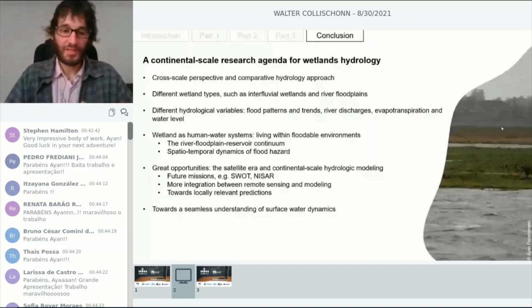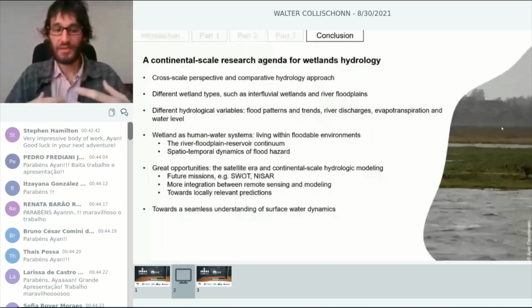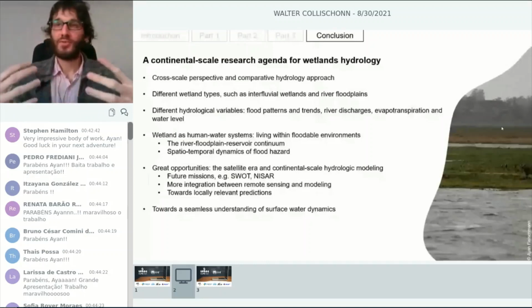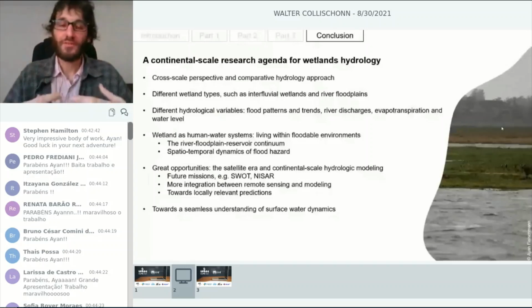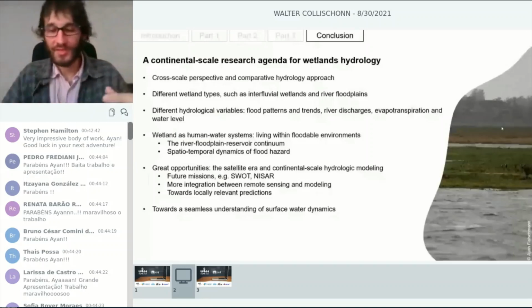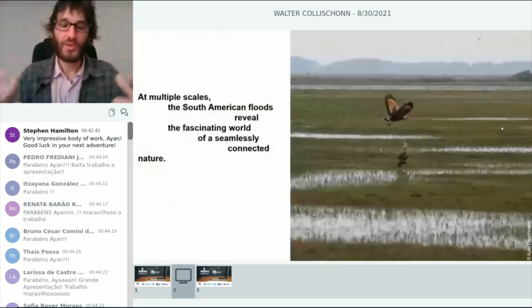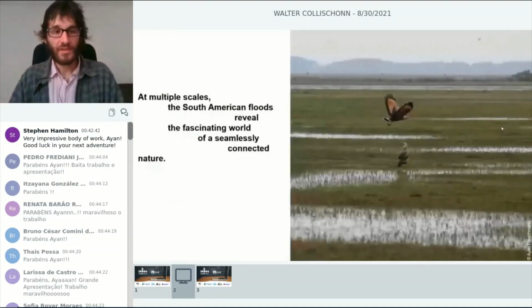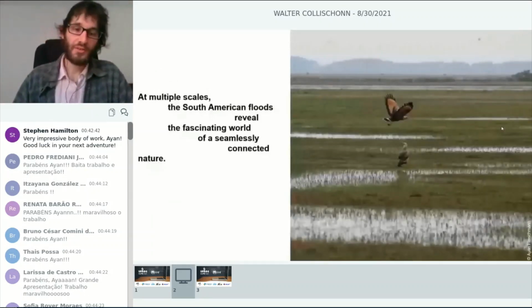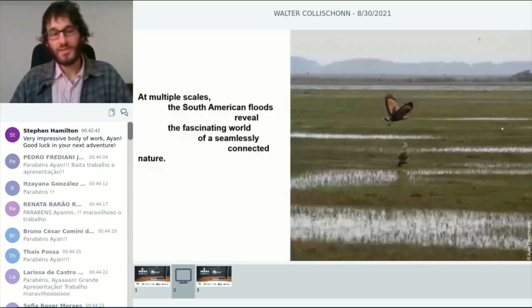The satellite era, the advances in continental scale hydrological modeling, which should be more tightly integrated towards locally relevant predictions and towards what I understand as a seamless understanding of surface water dynamics in the continent, where you can have a thorough understanding of the spatial temporal dynamics of rivers, wetlands, lakes, reservoirs, all together in a seamless way. So after all, at multiple scales, the South American floods reveal the fascinating world of a seamlessly connected nature.